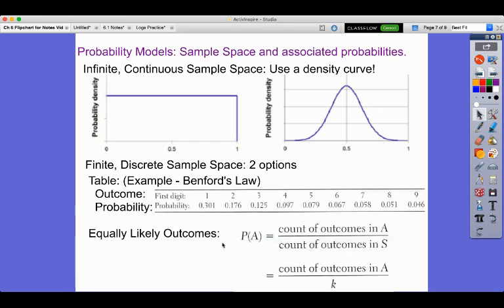The other type is probably what you're most accustomed to in courses that you're studying probability, is equally likely outcomes. This is rolling a dice, flipping a coin. The count of outcomes in group A divided by the total count of outcomes in the sample space. Okay, so the count of outcomes in group A divided by K, which is how many are in your sample space. Okay, so out of a dice, 1 out of 6.